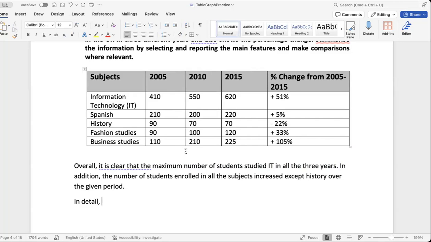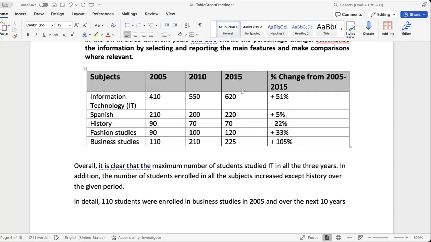I'll start with business studies. About 110 students were enrolled in business studies. In which year? 2005. Okay. 2005, and over the next 10 years. I'm not writing the middle years. I don't care about the middle years. Over the next 10 years, because I'm going from 2005 to 2015.